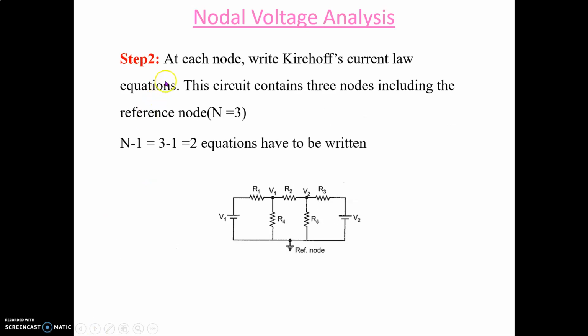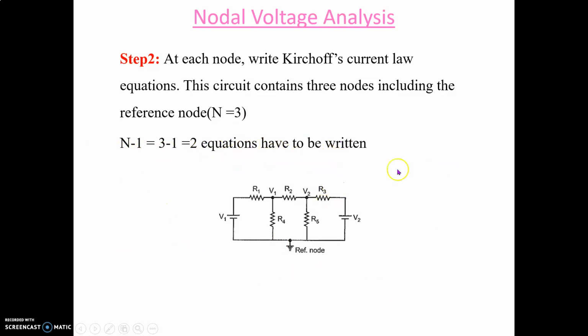Step 2: for each node we have to write Kirchhoff's current law equation. What is Kirchhoff's current law? The sum of the incoming current is equal to the sum of the outgoing current. If a given circuit consists of n nodes, for example, 3 nodes in this case, we have to write n minus 1, that is 3 minus 1, two equations for the circuit.